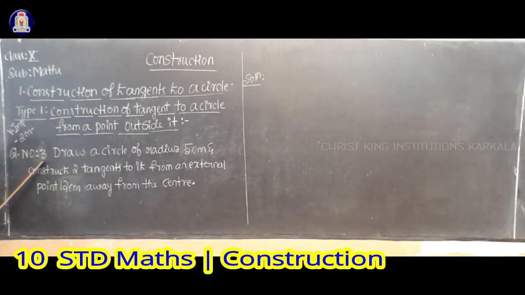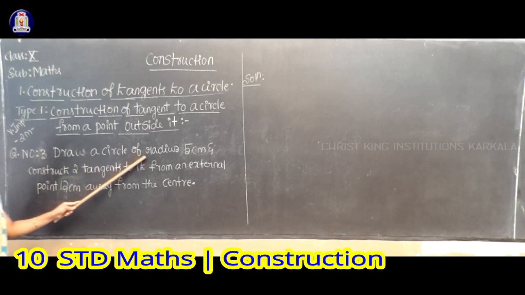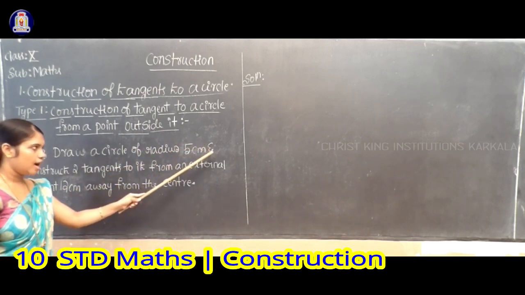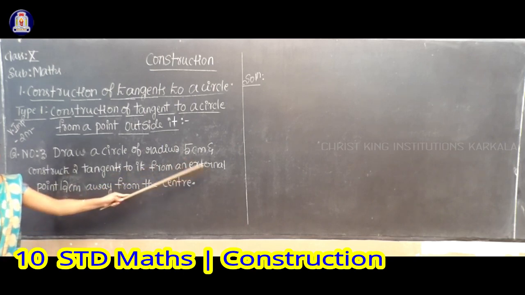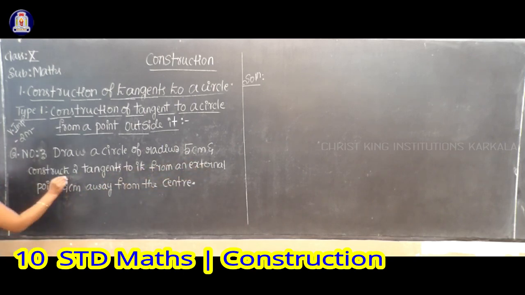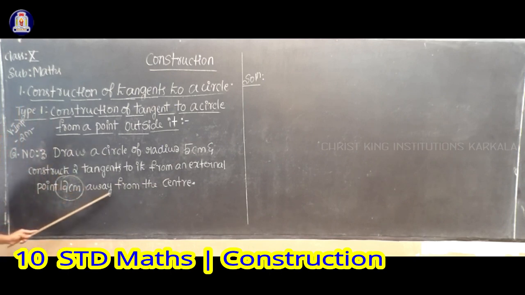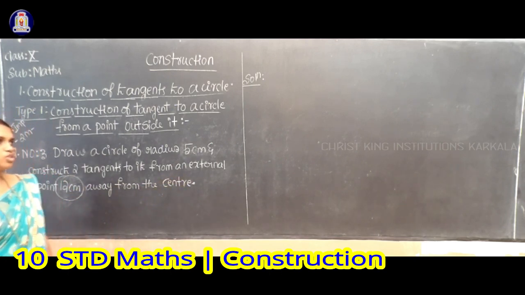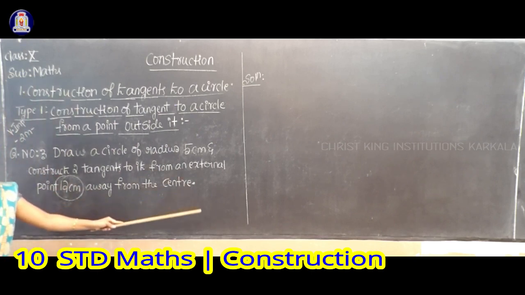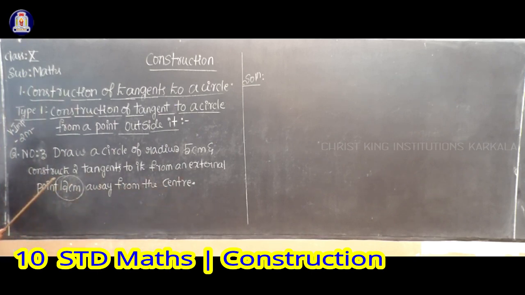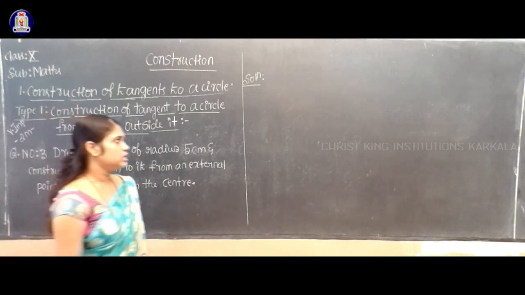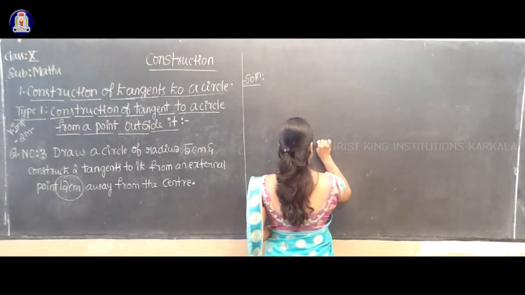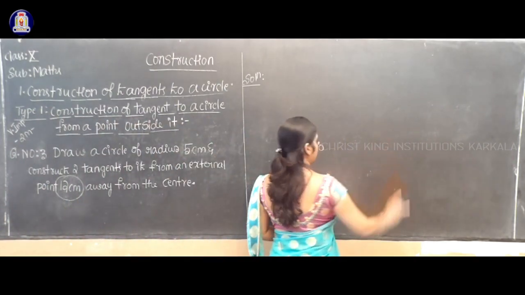Next, question number 3. Draw a circle of radius 5 cm and construct two tangents to it from an external point 12 cm away from the center. Okay. So now you have to consider one external point. That external point must be at what distance? 12 cm away from the center. So I will consider one center. This is your center. I will mark it as O.